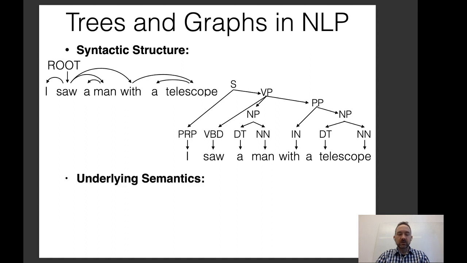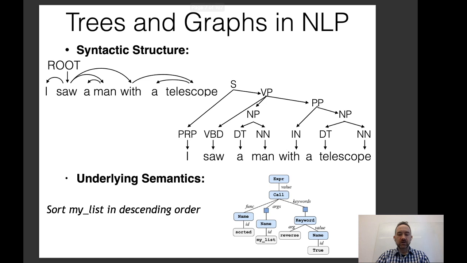Another thing that we can model is the underlying semantics of utterances, and there are many different ways of doing this. I'll talk about this a bit later, but for example, if we have a natural language command, we could parse it into a tree structure corresponding to a program that executes the intent of that command. So this is the underlying semantics. It's the thing that you wanted the computer to do based on what you told it to do in natural language.